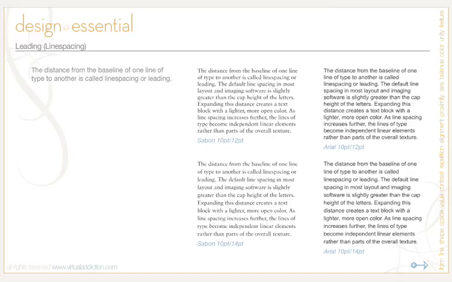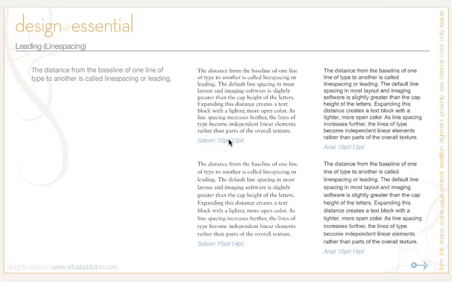Expanding the distance creates a text block with a lighter, more open color. As line spacing increases further, the lines of type become independent linear elements rather than parts of an overall texture. And you can see I have some examples here of various fonts set with different line spacing.